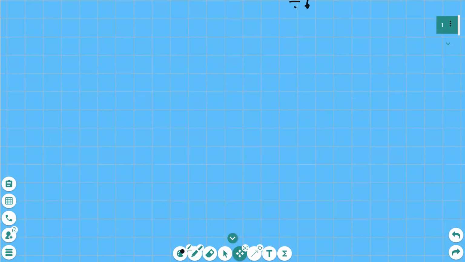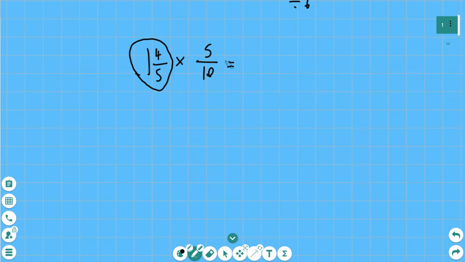So what if we have, say, a mixed number as we were discussing before? We could have 1 4/5 times 5/10. Well, as we said before, it's almost always good to turn mixed numbers into improper fractions first before you do the calculation. And 1 4/5, as I've explained in another video, is 9/5 times 5/10. We multiply the numerators together. 9 times 5 is 45. We multiply the denominators together. 5 times 10 is 50.